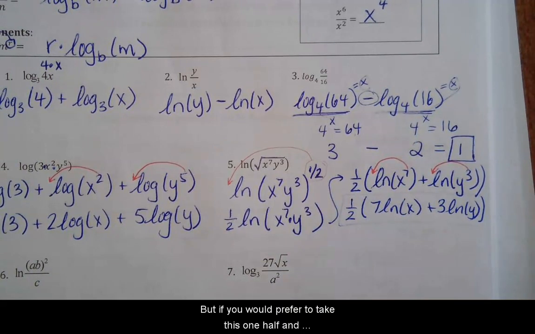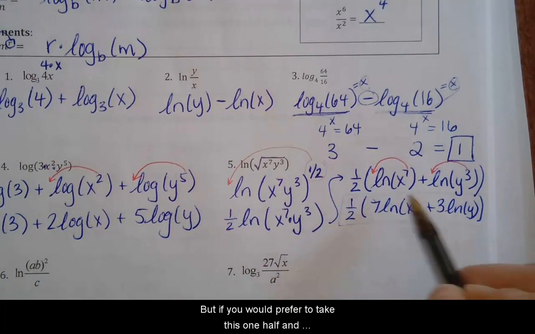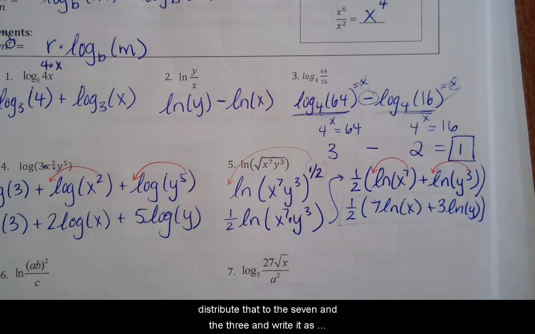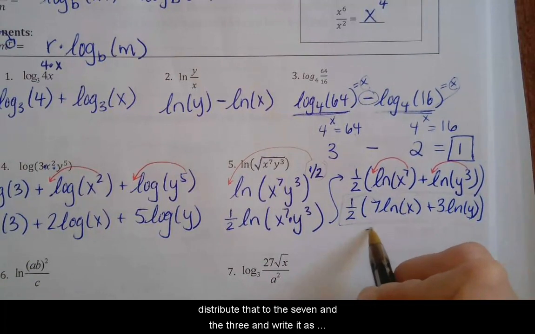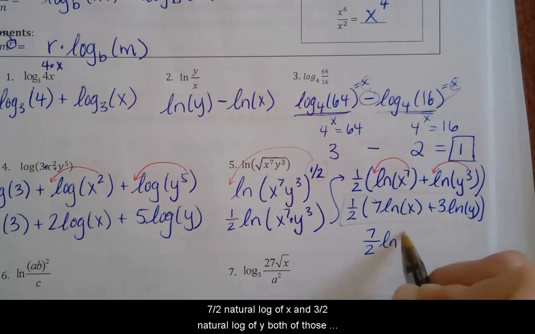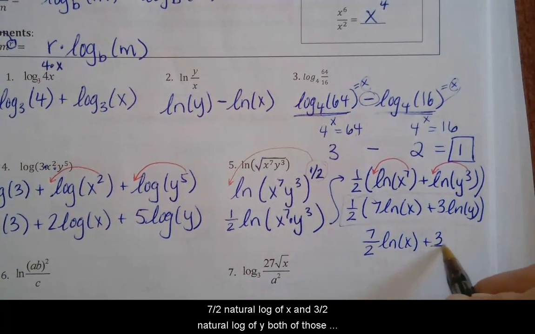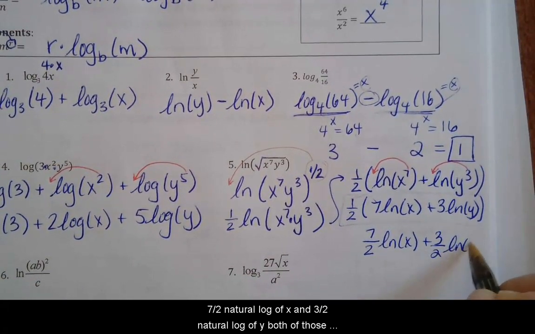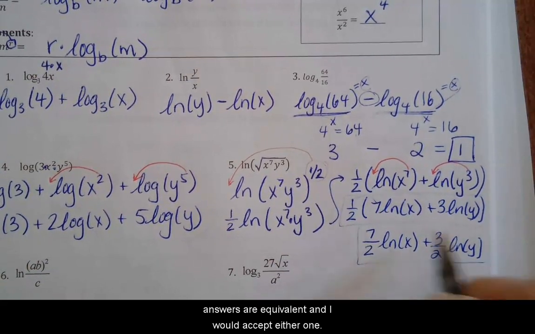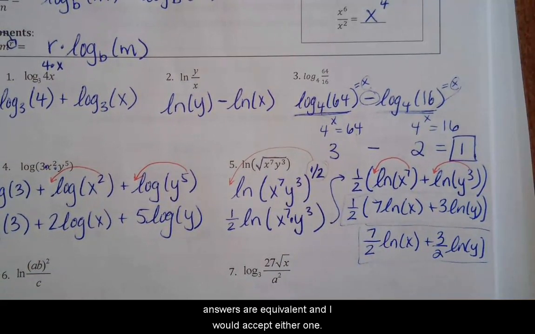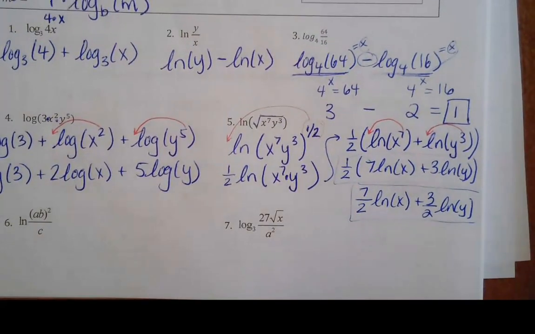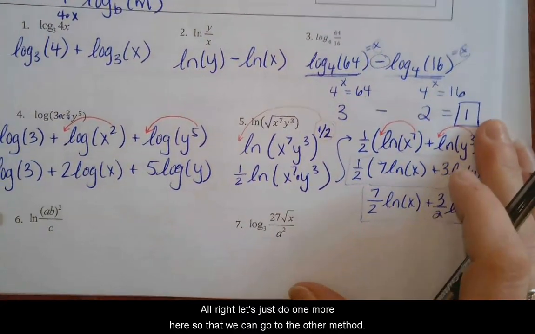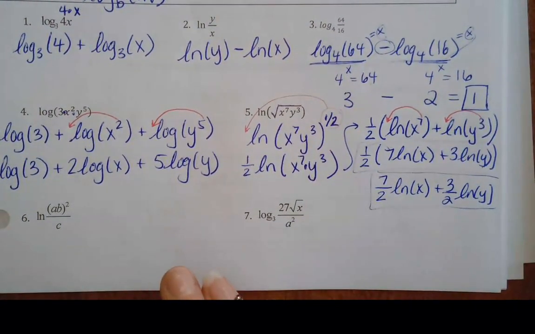But if you would prefer to take this 1/2 and distribute that to the 7 and the 3 and write it as 7/2 natural log of x and 3/2 natural log of y, that's fine too. Both of those answers are equivalent and I would accept either one. All right, let's just do one more here so then we can go to the other method.